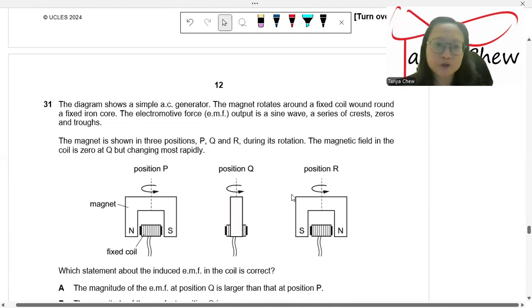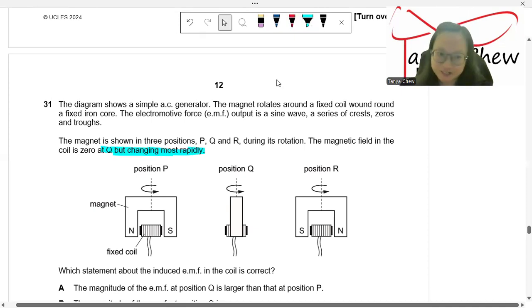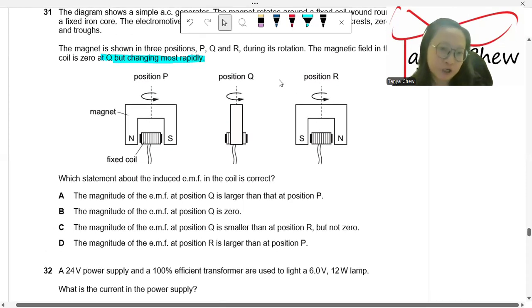Number 31, the diagram shows a simple AC generator. The magnet rotates around a fixed coil wound around a fixed iron core. The electromotive force, EMF output is a sine wave, a series of crests, zeros, and troughs. The magnet is shown in 3 positions, P, Q, and R during its rotation. Magnetic field in coil is 0 at Q, but changing most rapidly at Q. Could you see that? So which statement about the induced EMF of the coil is correct?